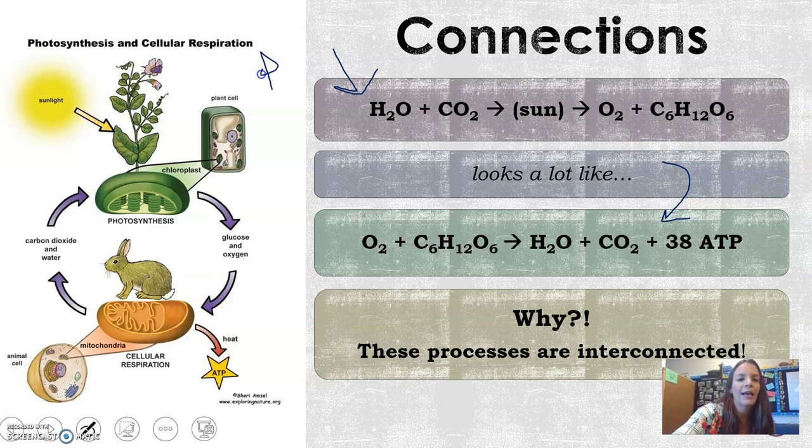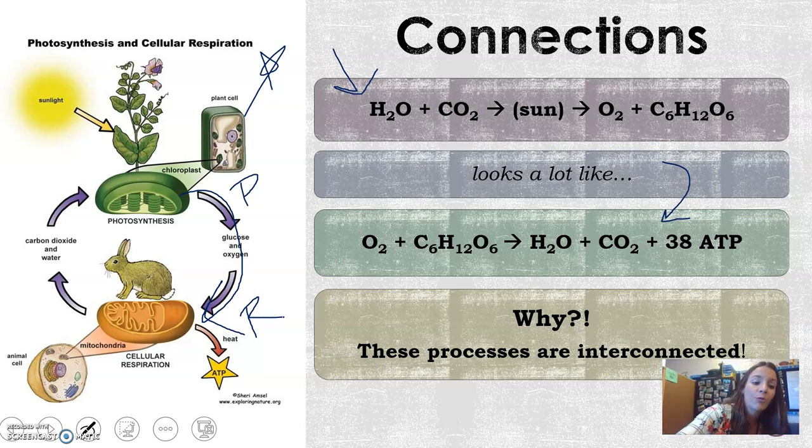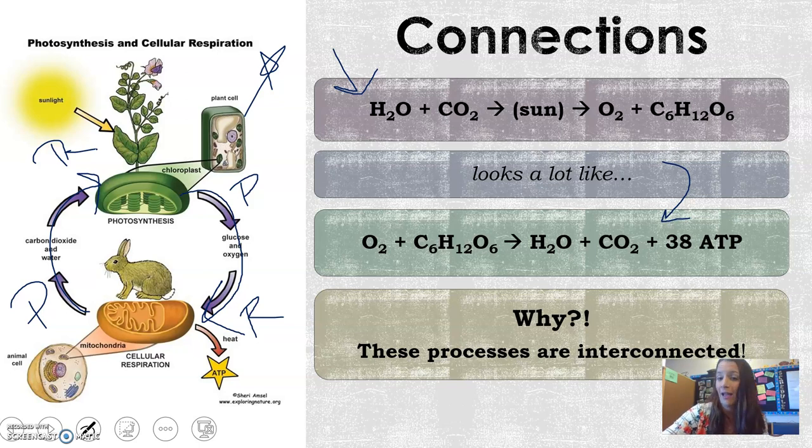So if you look at this diagram over here, you see that what's coming out of the chloroplast is what goes into the mitochondria. So the products of photosynthesis become the reactants of cell respiration. Well, it keeps cycling because now the products of cell respiration go on to be the reactants of photosynthesis. So it's all a big cycle. So these 2 processes are very interconnected and they do rely heavily on each other.